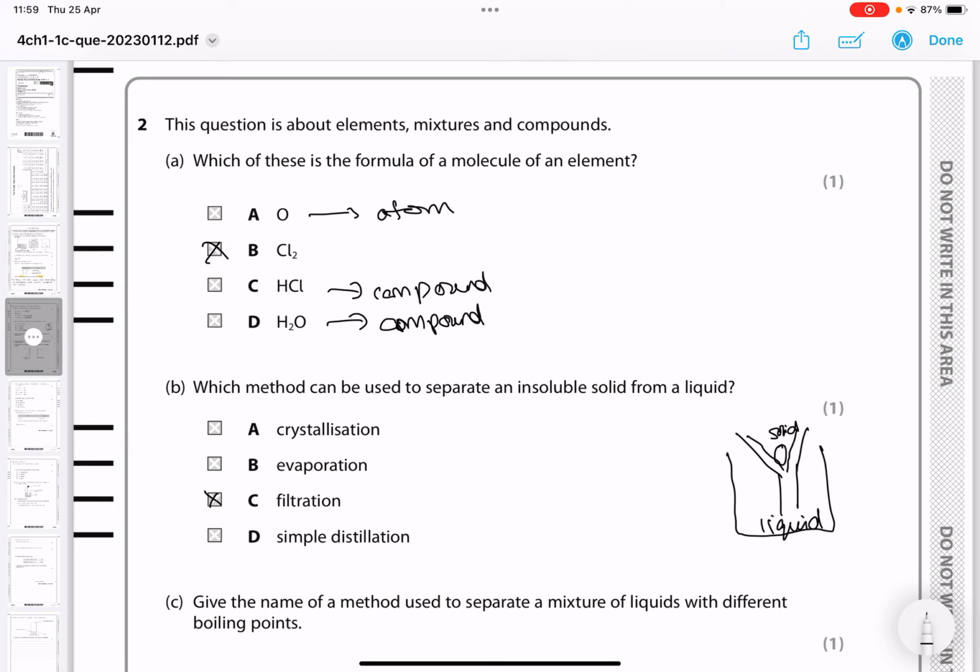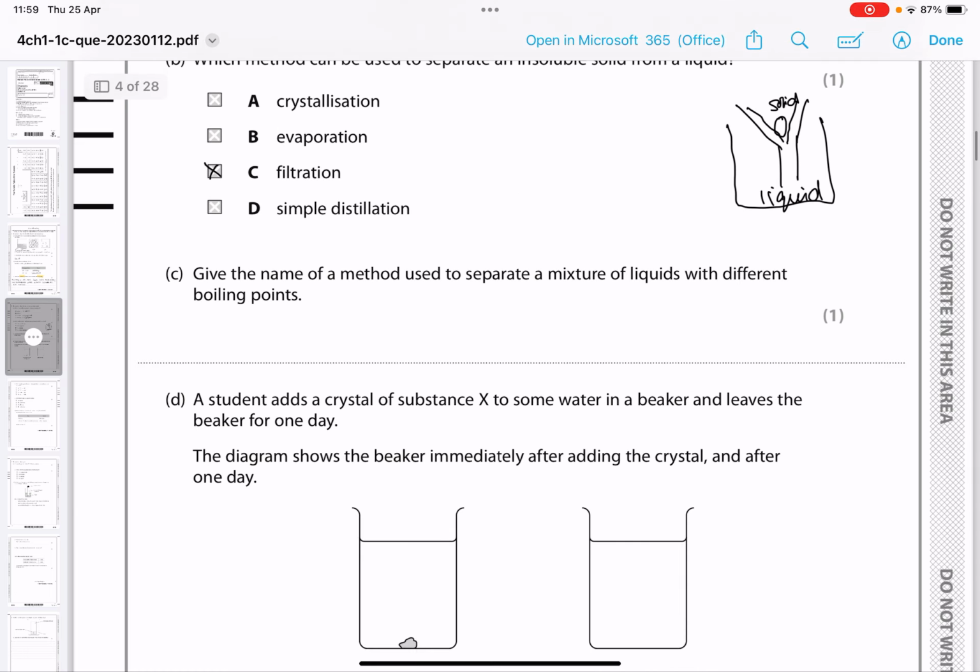You're trying to separate a solid from a solvent and you evaporate the solvent. Simple distillation you use to separate liquids. Okay, so the best answer is C. Next, give the name of a method used to separate a mixture of liquids with different boiling points.